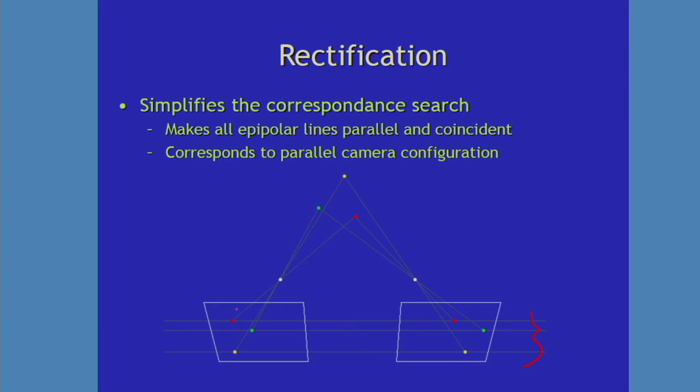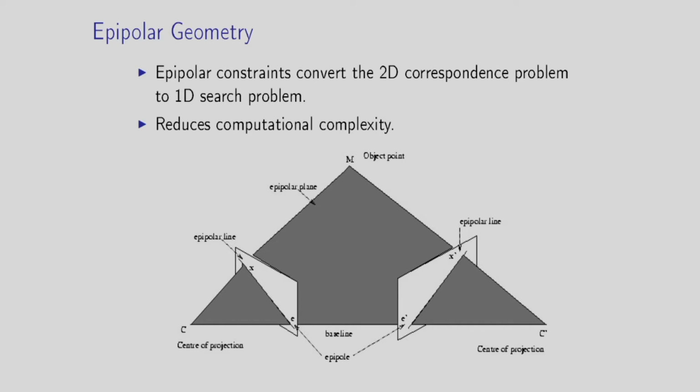So, this red point is searched along this line, the green point is searched along this epipolar line, the yellow point is searched along the epipolar lines. That means the 2D searching is converted into 1D searching. This is called rectification, the image rectification. So, here I have shown the same concept. The 2D correspondence problem is converted into 1D search problem. That is, it reduces computational complexity.